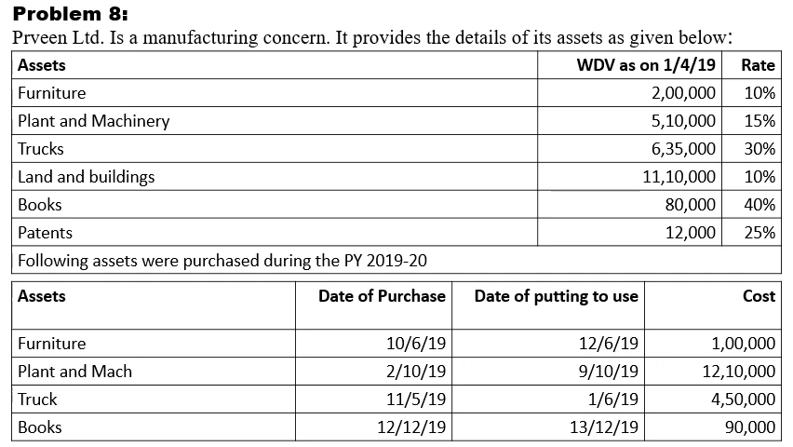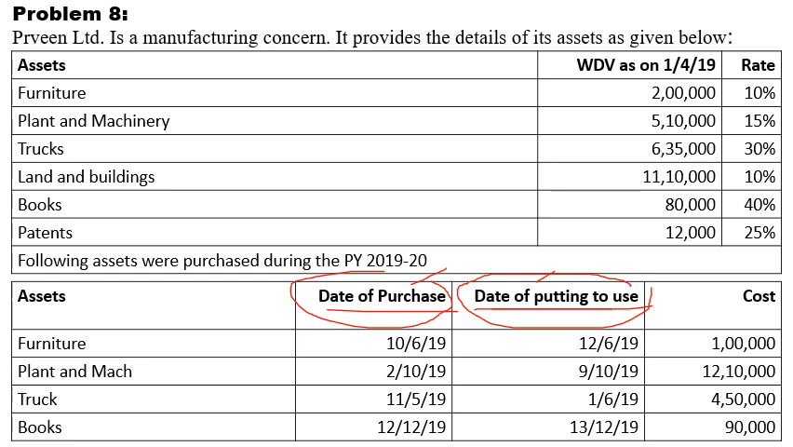The assets purchased, the date of purchase and date of putting to use. Whenever the date of purchase and date of putting to use are both given, we have to consider only the date of putting to use. The date of use only is to be considered, not the date of purchase. The date of purchase is irrelevant.